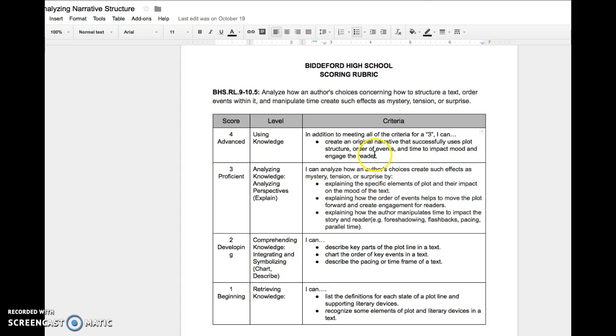You can see the way we made it to a 4 is by actually incorporating creating their own narrative. So by being a 3 on the writing standard, they're actually reaching a 4 on this reading standard. So we were able to be smart about the way we developed that learning progression. So that's my first piece of advice when it comes to creating a rubric.